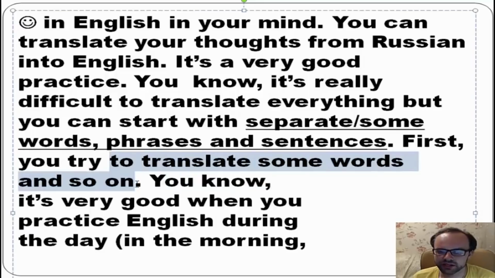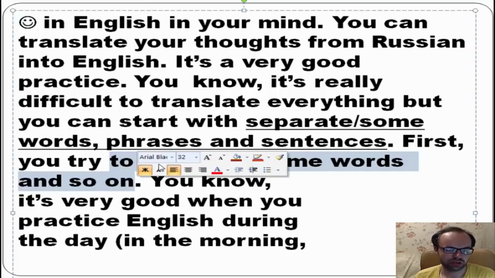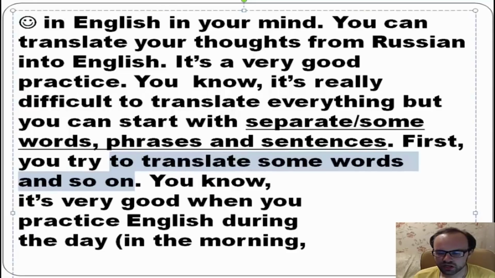For example, you went out and you see a tree and you can think, okay, tree, car, house, some basic things, some basic objects, then more difficult things, okay? For example, I need to go there, I need to call him, what will I do tomorrow, and so on. So you think in English, simple things in your head.